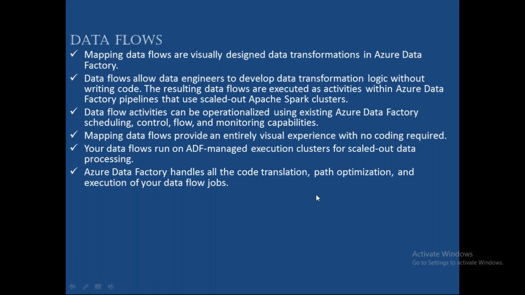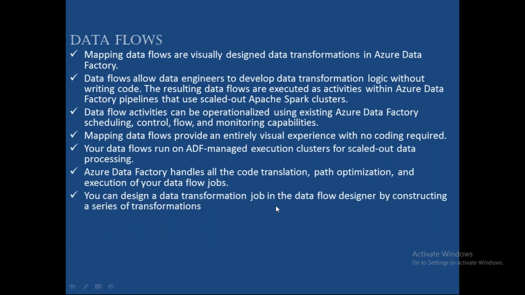Code translation means that from your visual transformation, it is going to generate the code in the back end. This code again needs to be optimized. Path optimization means deciding which transformations should execute first to get better performance. Then finally we are going to execute that particular code on the cluster. That is what happens in data flow jobs.